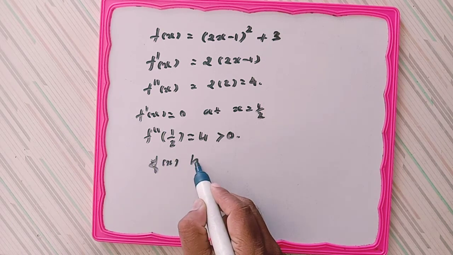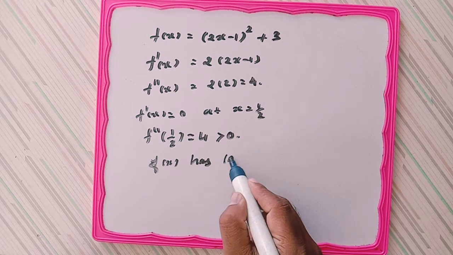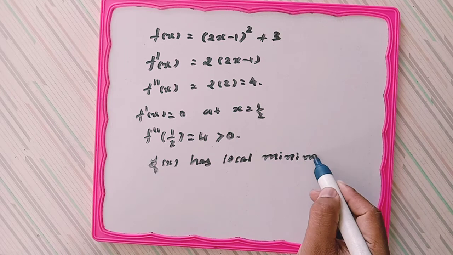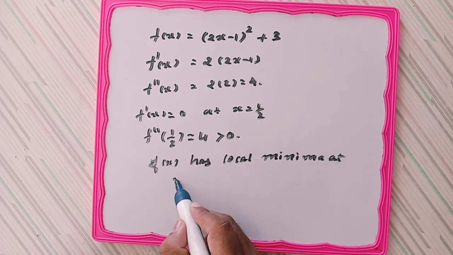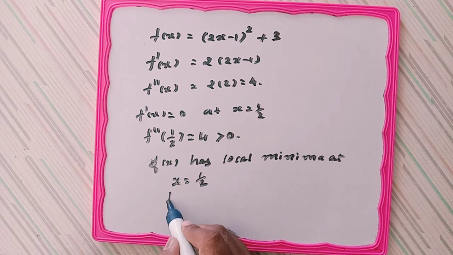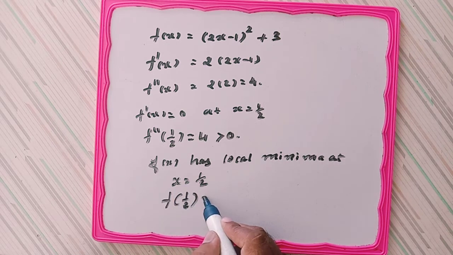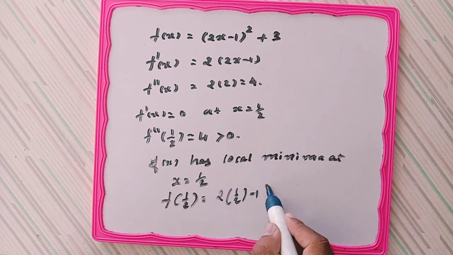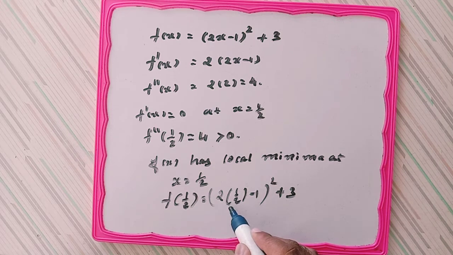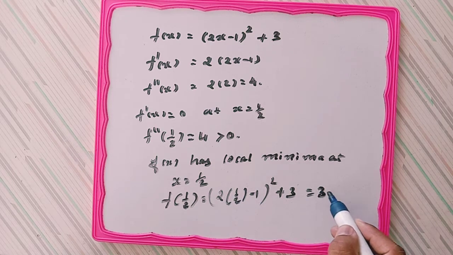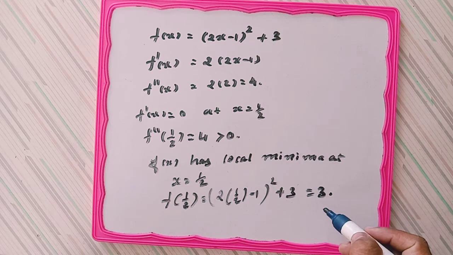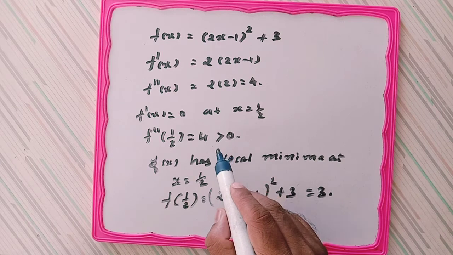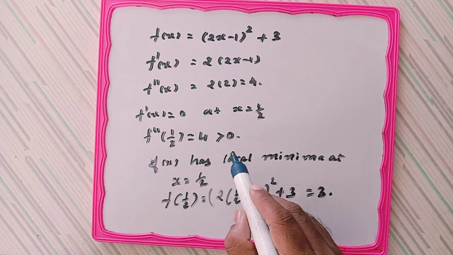f(x) has a local minima at x equals 1 by 2, which is f(1/2) equals (2 into 1 by 2 minus 1) square plus 3. So this value becomes 0 and so it is 3. And so f(x) minimum value is 3, while f'' is not negative and so it does not have maximum value.